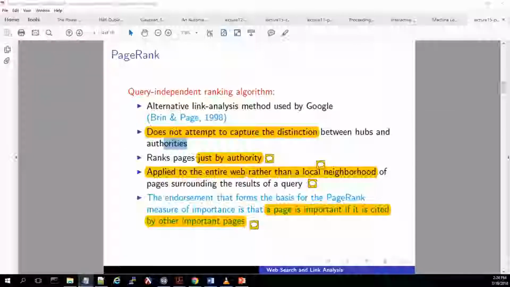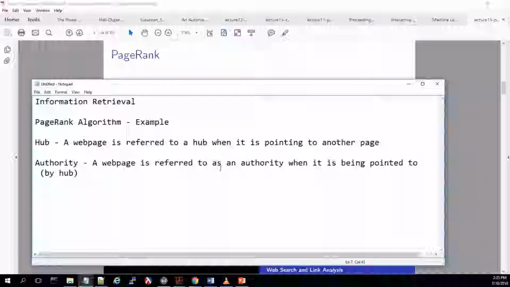So what is this saying, just as a preliminary for us to understand? It ranks pages just by authority, those that are being pointed to. We're going to see that shortly, and it applies to the entire web graph rather than a local neighborhood. And the endorsement that forms the basis for the page rank measure of importance is that a page is important if it is cited by another page. So that's what it means when a page is being referred to by another page.